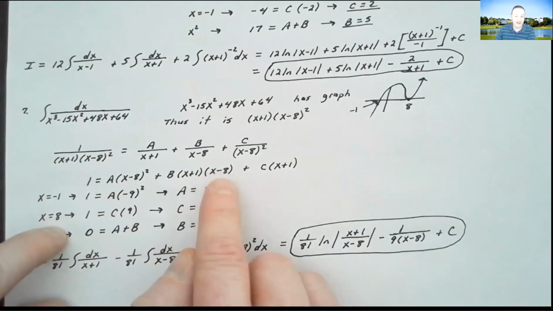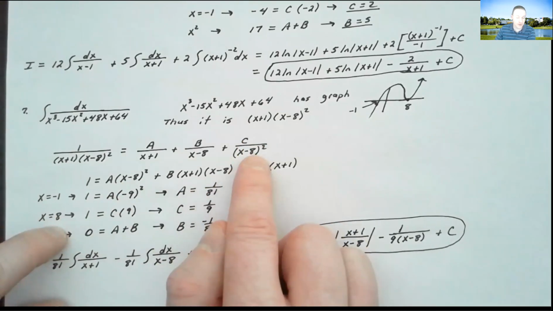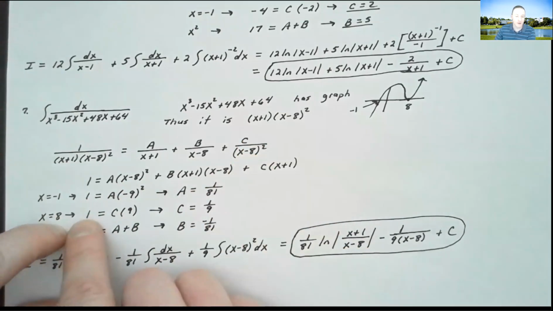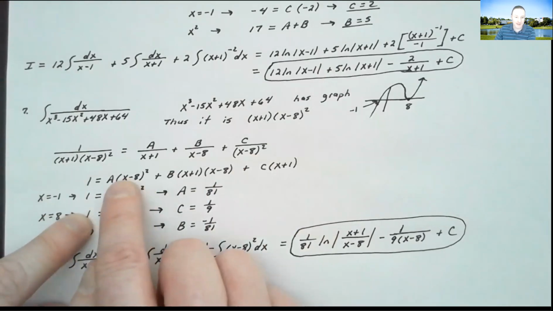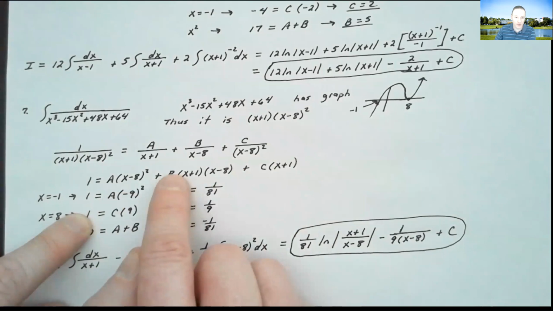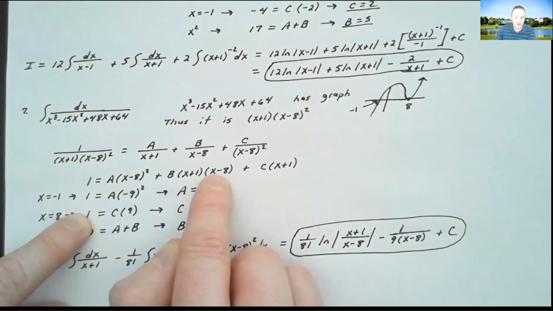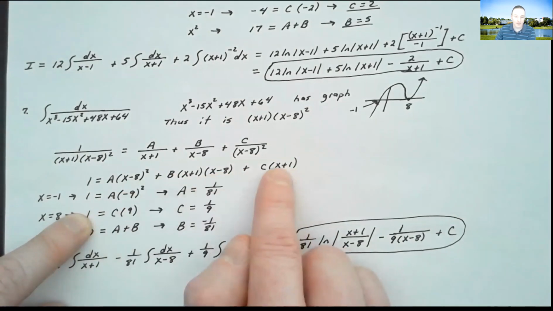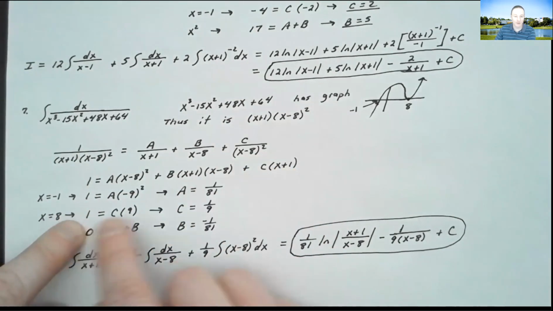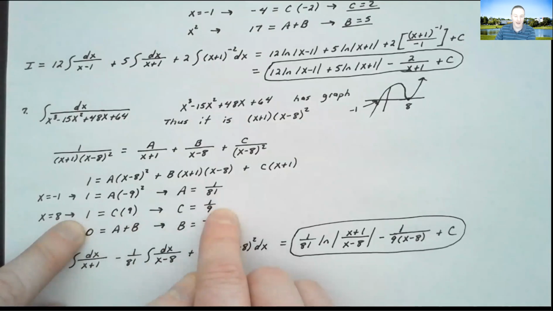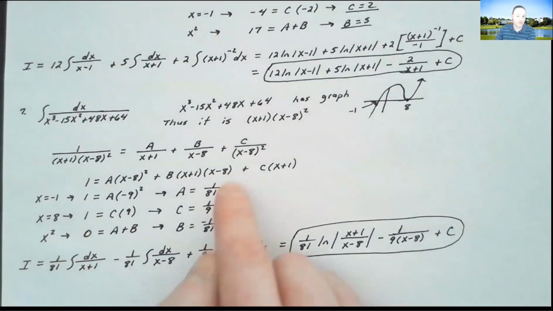Now, when you plug in x equals 8, it should enable you to solve for C. So when I do that, again, the left-hand side is still 1. The right-hand side, you would have A times 0, and you would have B times 0. The C is going to be multiplied by 8 plus 1, 9. I get 9C is 1, thus C is 1 over 9. Now, I have my answer for A and C.